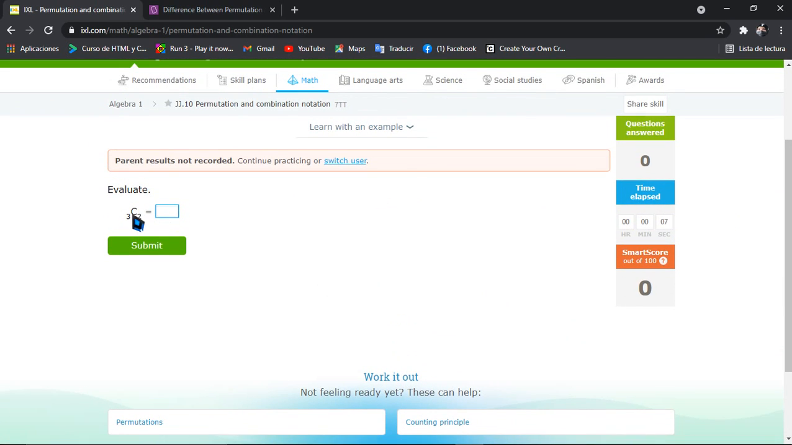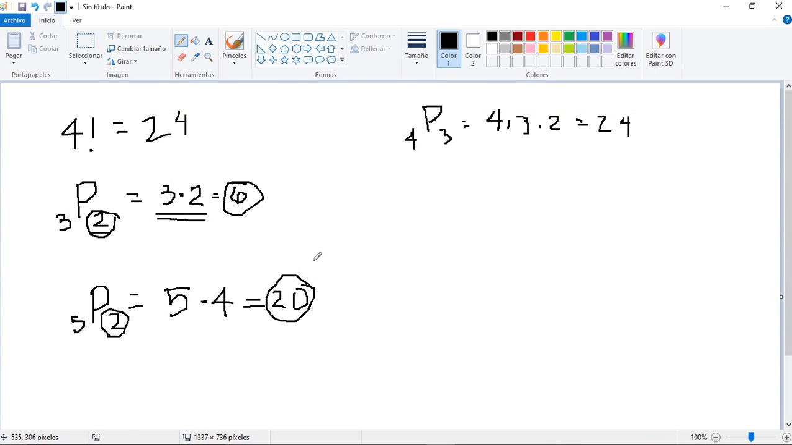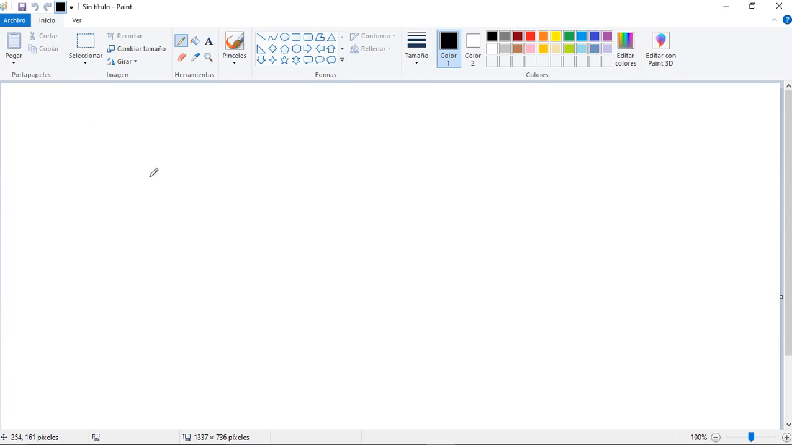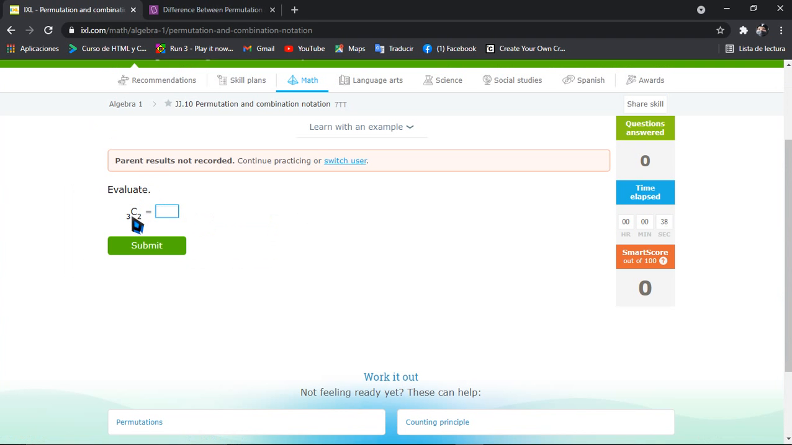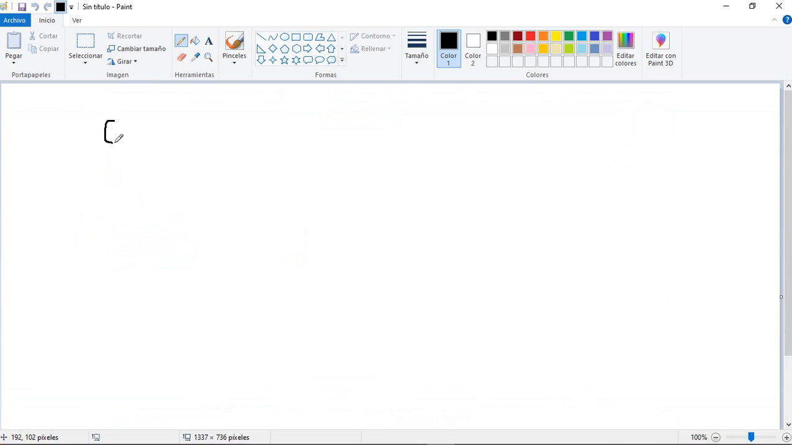So here, as you can see, there is a C, which means combination. It is not permutation, it is combination. What is the difference between combination and permutation? In permutation, the order of things matters, and in combination, it does not. Let me explain a little bit more how to solve this. So we have C, 3 and 2.